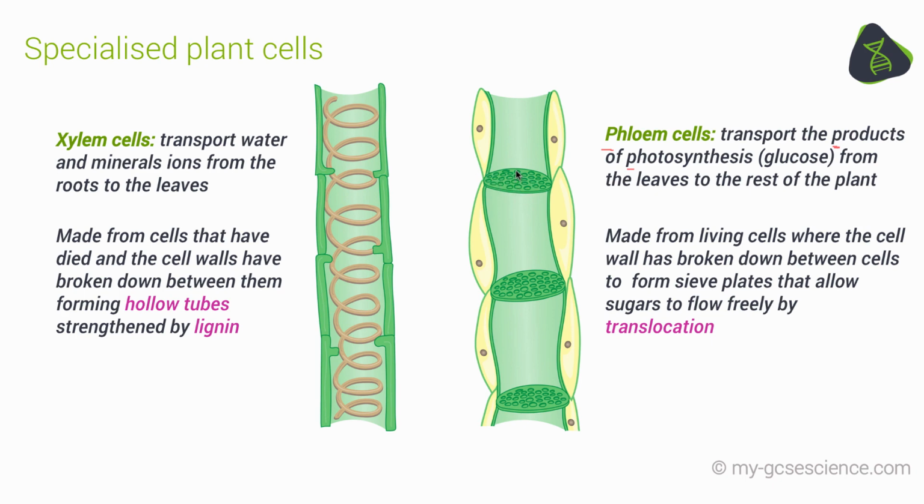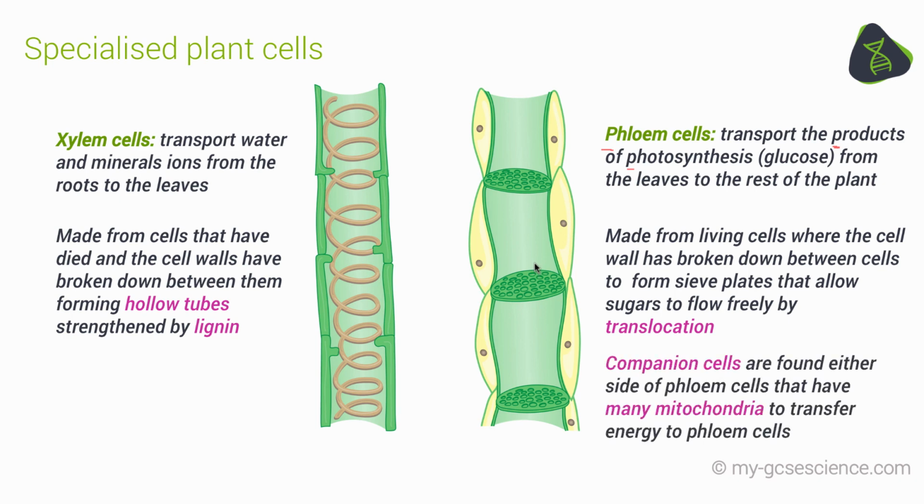So if you imagine a sieve that you might have in your kitchen, it allows water to flow through, and that water in the phloem will have lots and lots of dissolved sugars in the form of glucose. And by having these sieve plates, those sugars can flow really freely, and the movement of these dissolved sugars through the phloem from the leaves to the rest of the plant has a special name, which is translocation. So these are still living cells.